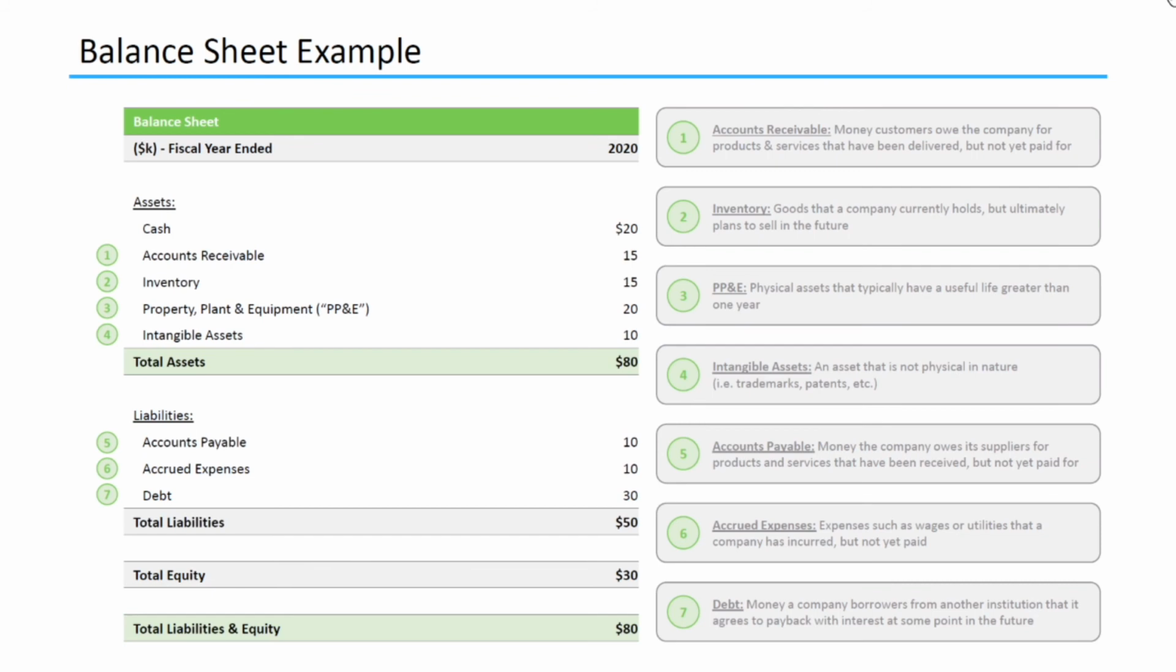Now jumping into our third category, we have total equity, which once again is the value of resources owned by the company's shareholders or owners. Now to sum it all up, the calculation for the balance sheet is that total assets will equal total liabilities plus total equity. And for our example, we have total assets of $80, which equals our total liabilities of $50, plus our total equity of $30, making the balance sheet balance out at $80.